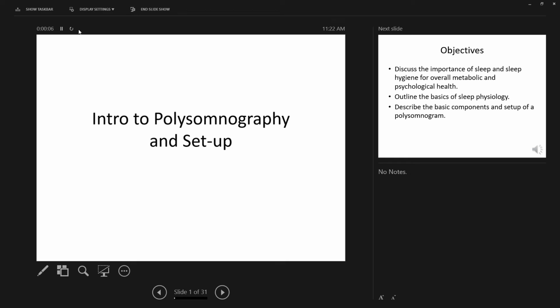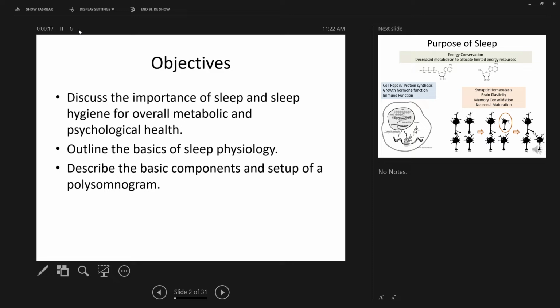will present the introduction to polysomnography, a little bit about sleep physiology, and the basics of a polysomnogram setup. The objectives of this presentation include the discussion of the importance of sleep and sleep hygiene for overall metabolic and physiological health, an outline of the basics of sleep physiology, and we will describe the basic components and setup of a polysomnogram.